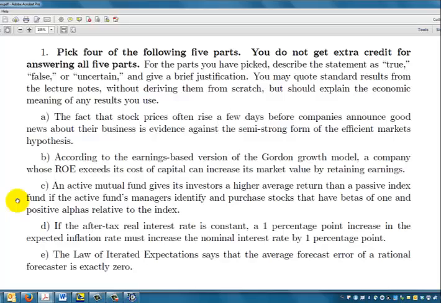The third question says that an active mutual fund gives its investors a higher average return than a passive index fund if the active fund's managers identify and purchase stocks that have betas of 1 and positive alphas relative to the index. The fourth question says that if the after-tax real interest rate is constant, a 1 percentage point increase in the expected inflation rate must increase the nominal interest rate by 1 percentage point. And the fifth question says that the law of iterated expectations says that the average forecast error of a rational forecaster is exactly 0. So we need to know whether each of these statements is true, false, or uncertain.